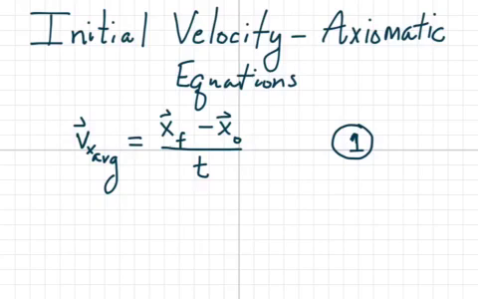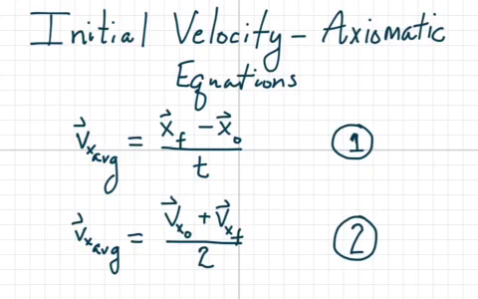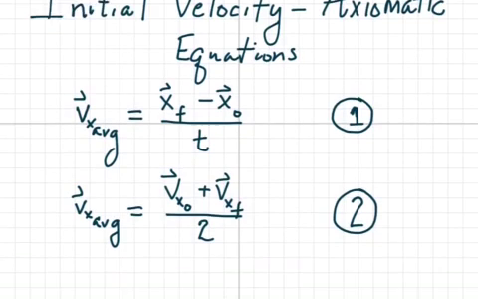Our second equation is going to be based on statistics. So we're going to write something very similar. It's going to be our average velocity equals the initial velocity in the x direction plus the final velocity in the x direction divided by 2. Okay, so we just basically have two velocities, and so we divide them by 2.